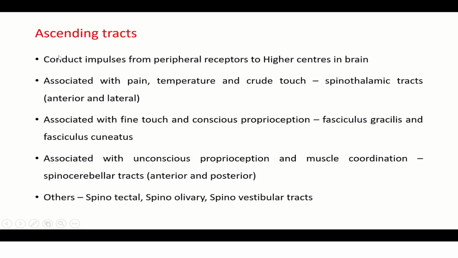Now coming to the main core concept for today's discussion, the ascending tracts. They conduct impulses from peripheral receptors to the higher centers in the brain. If you classify them, we have tracts associated with pain, temperature, and crude touch, namely the anterior and lateral spinothalamic tracts; tracts associated with fine touch and conscious proprioception, the fasciculus gracilis and fasciculus cuneatus; and tracts associated with unconscious proprioception and muscle coordination, namely the anterior and posterior spinocerebellar tracts. Other tracts include the spinotectal, from spinal cord to tectum of midbrain; spino-olivary, from spinal cord to olivary nuclear complex; spinovestibular, from spinal cord to vestibular nuclei; and spinoreticular, from spinal cord to reticular formation.